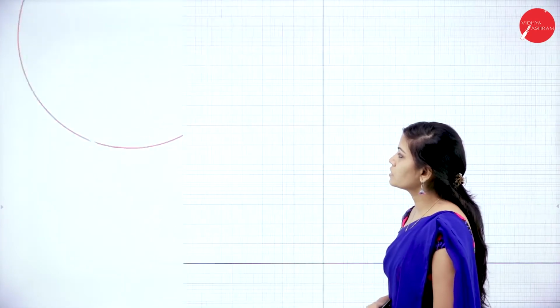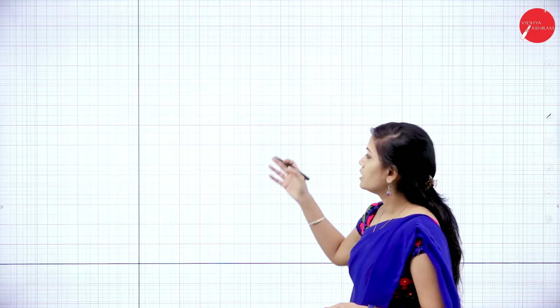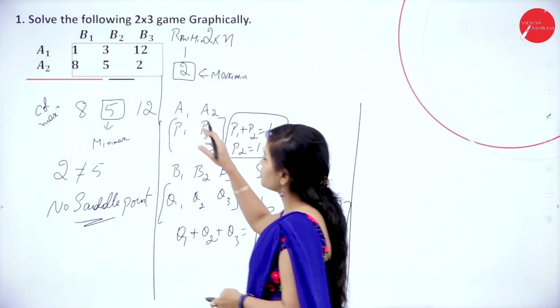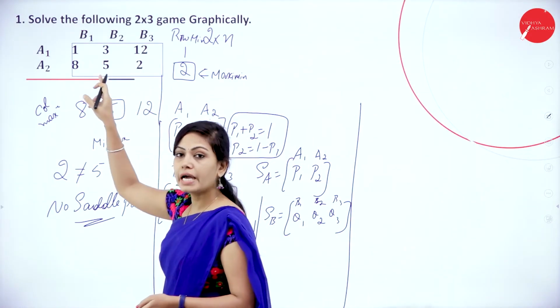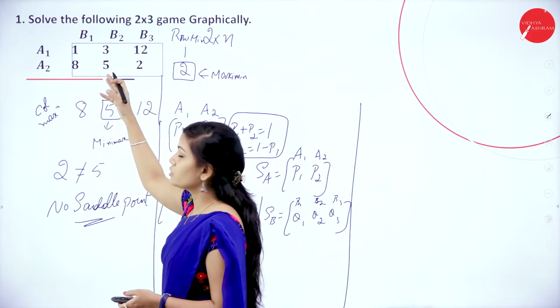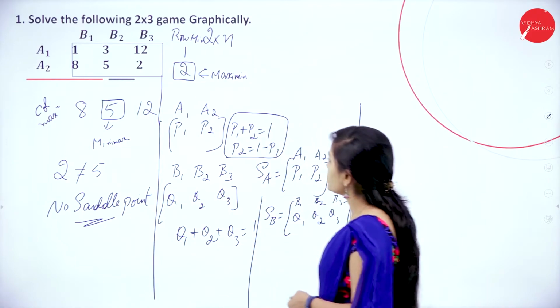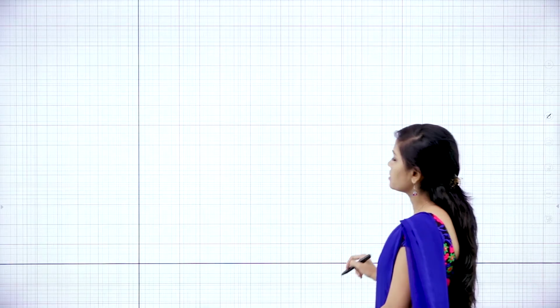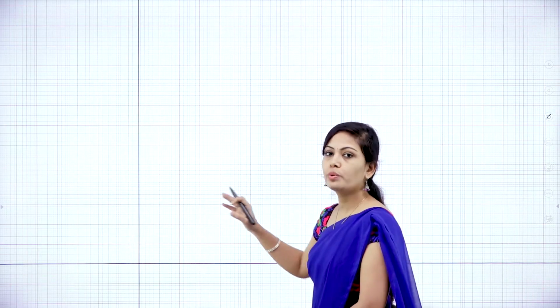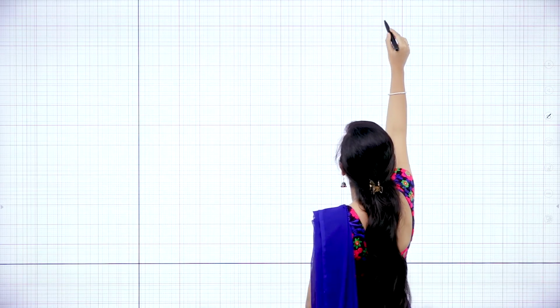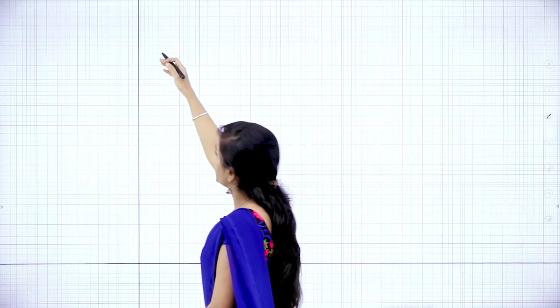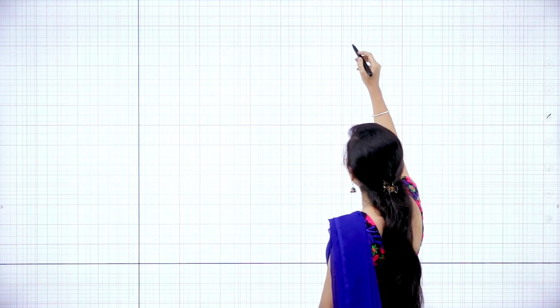Now I will use the graphical method. So now you can use the graph sheets. By using the graph sheets, I can find the optimal strategy. Here you just observe this. Which is the highest value among these values? The highest value is 12 and the least value is 1. So you just mark the axis. First draw 2 vertical lines. Already I have 1 vertical line here. I will draw 1 more vertical line.